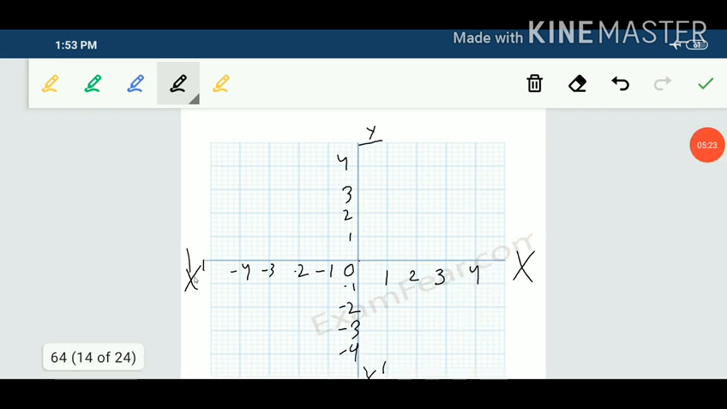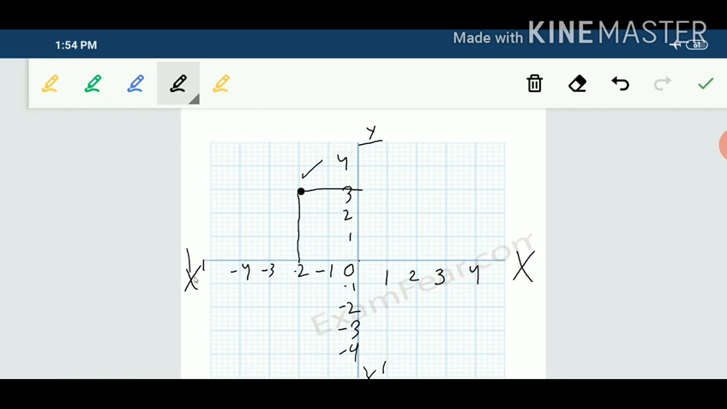Now take one more point in another quadrant whose position you want to find. Take it here. Now we have to find the position of this point. The same process we have to follow: draw the perpendicular lines to the axes. So draw a perpendicular line on the y-axis and draw a perpendicular line on the x-axis.